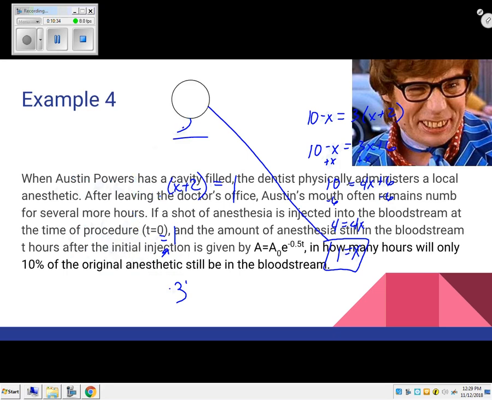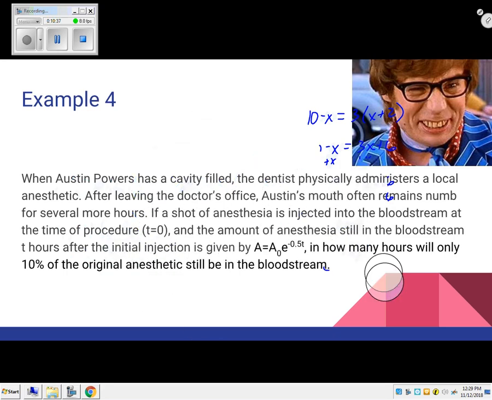Austin Powers came out whenever I was in high school. And after I saw this, I realized I would not be able to handle being a dentist.